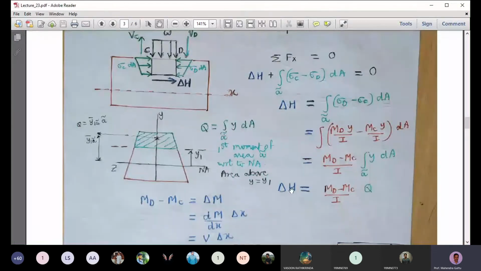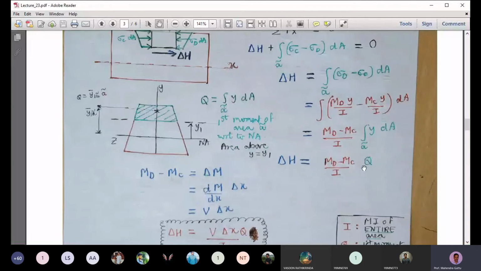So we will get the horizontal shear force delta H is equal to Md minus Mc, that is the change in bending moment over that segment delta x, divided by I, into Q. So this is one expression.